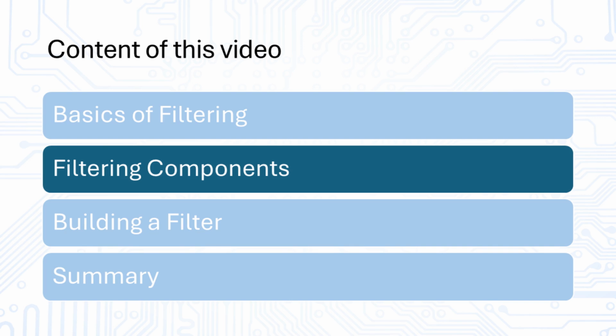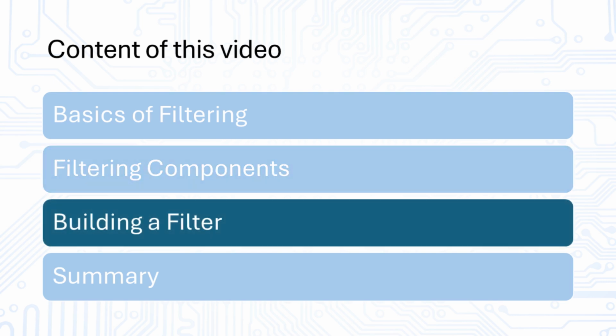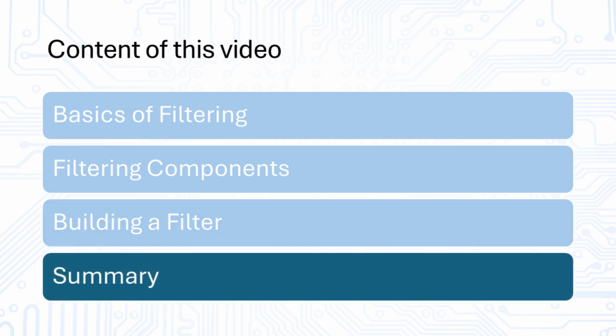We then shift our focus towards the different building blocks used in a typical filter against conducted emissions and merge these components together to form an effective filter. We conclude this video by giving a short summary. So without further ado, let us dive straight into the filtering of conducted emissions.